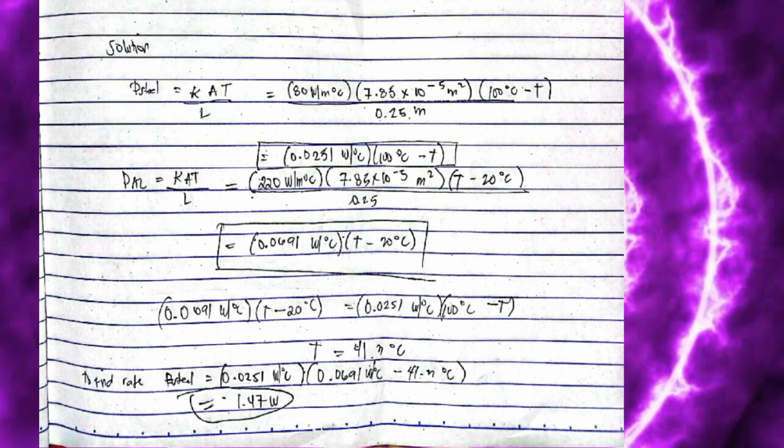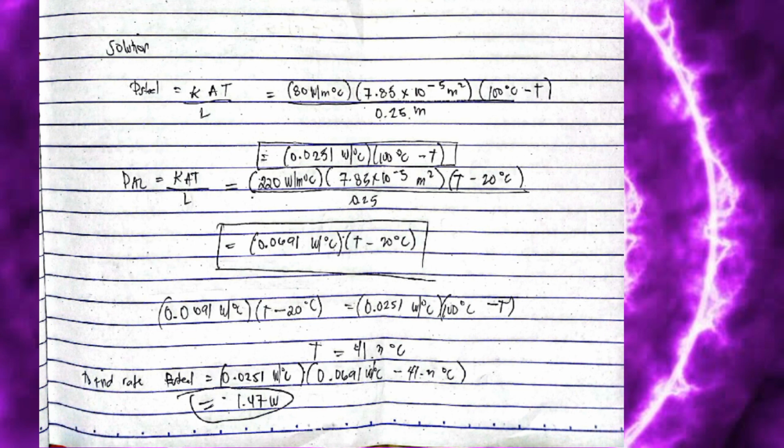So for the steel, the thermal conductivity is 80 watt per meter degree Celsius times our area, which is 7.85 times 10 raised to the power of negative 10 meters square, and our temperature difference is 100 degrees Celsius minus T, divided by 0.25 meter. So we get 0.025 watt per degree Celsius times 100 degrees Celsius minus T.